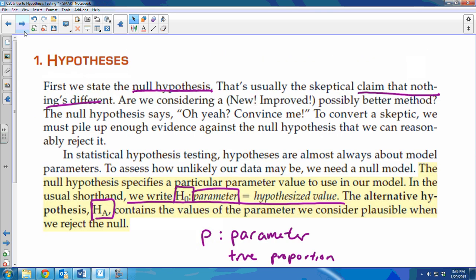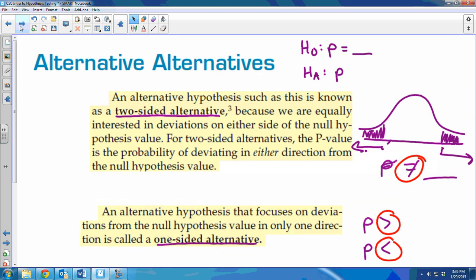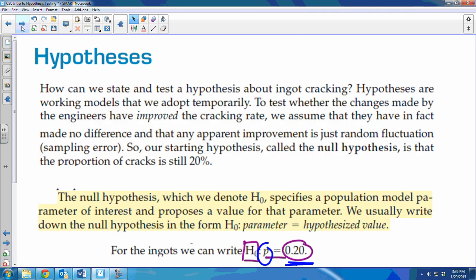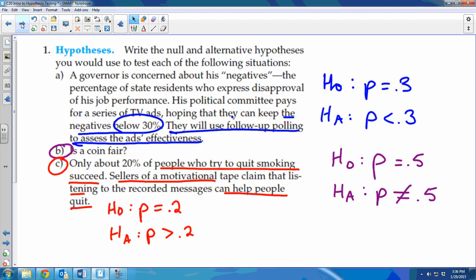Steps, and the first step was the hypotheses, right? We have the null hypothesis and the alternative hypothesis. The null is that there is no change, the alternative is that there is some change. We talked about how your alternative hypothesis could have three different symbols: not equal to, as in there's some change of some sort, or greater than or less than, increasing or decreasing.